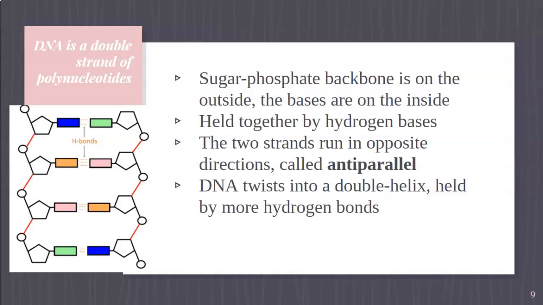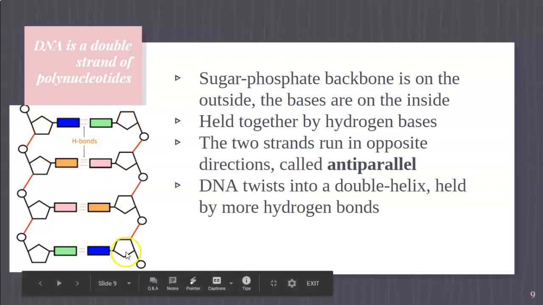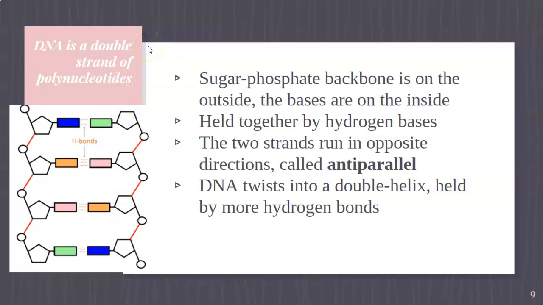So we know that DNA is a double strand, right, of polynucleotides, many nucleotides. And we know that the sugar phosphates, that backbone, is on the outside and the bases are on the inside. Those bases are held together by hydrogen bonds, that should say bonds. And the 2 strands run in opposite directions, called anti-parallel. You can kind of see that in the picture, but we're going to talk more about that on the next slide. But you can see that these pentagons face up, whereas these ones face down, so they are going in opposite directions. And DNA is a double helix. So the twist of that double helix is held together by more hydrogen bonds.